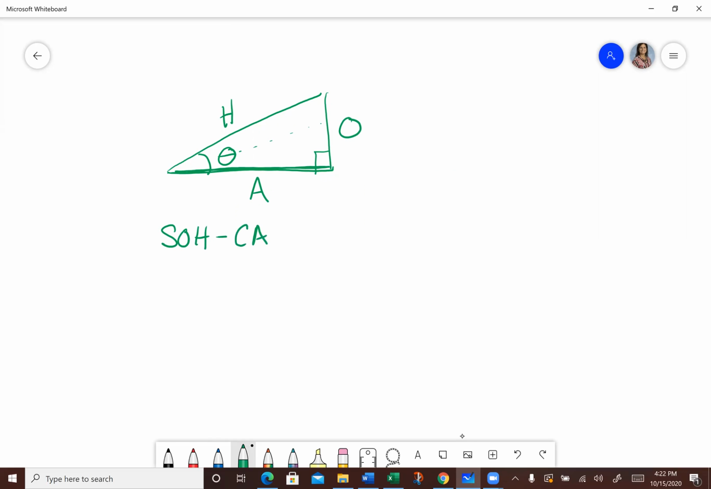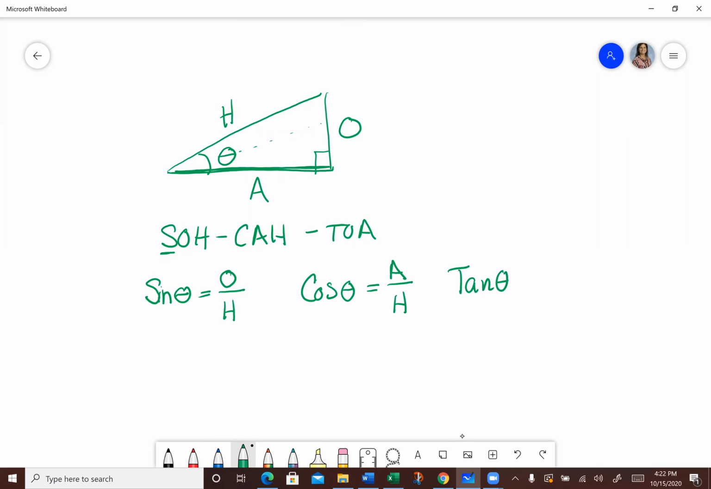SOHCAHTOA relates all the sides and angles together. When you saw SOHCAHTOA, you would say the sine of the angle theta is equal to the opposite side divided by the hypotenuse. The cosine of an angle theta is equal to the adjacent side divided by the hypotenuse. And the tangent of an angle theta is equal to opposite divided by adjacent. That's a tool that you learned in your math class.